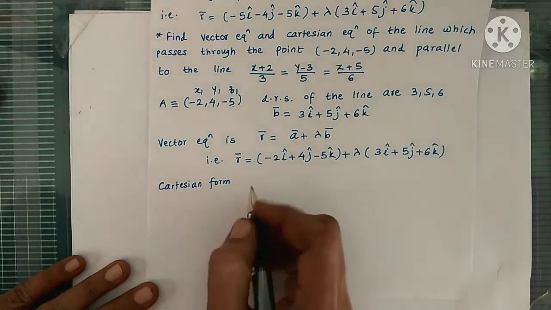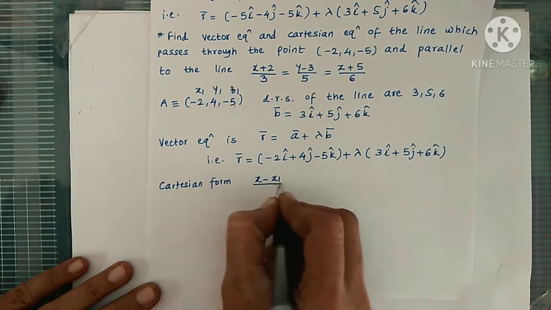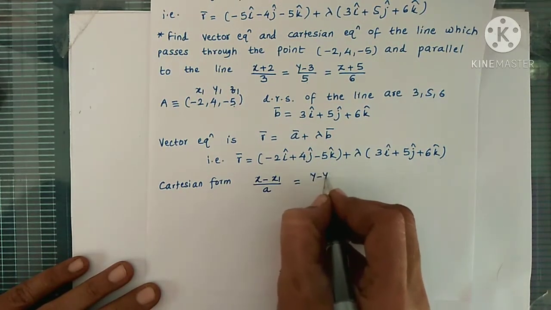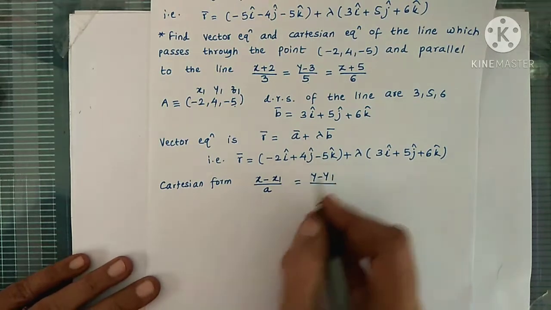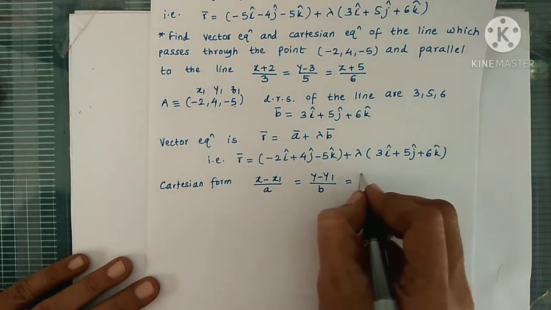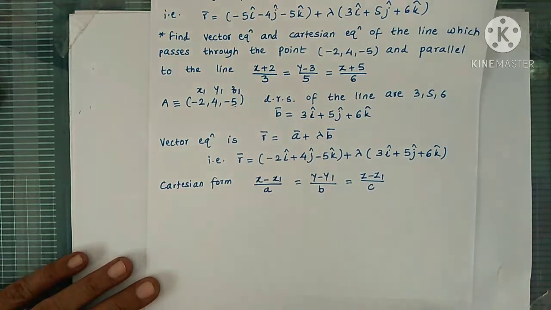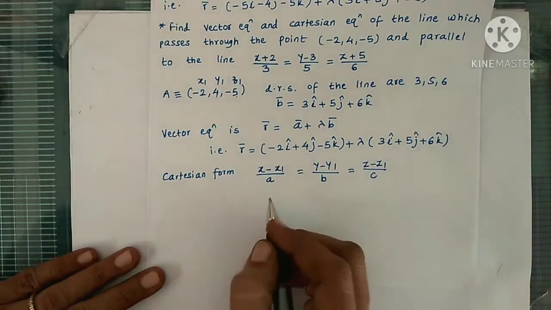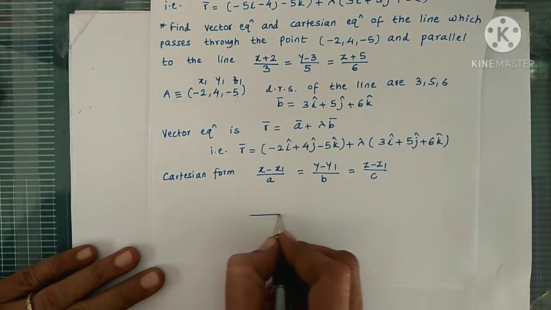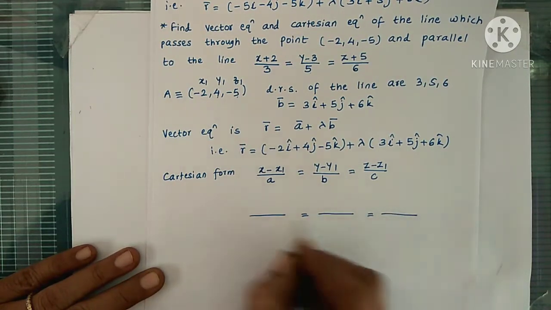Or you can directly use the Cartesian form. Cartesian form is x minus x1 upon a1, or a. You can write anything. Instead of a1, b1, c1, I have taken here a, b, c. y minus y1 upon b, z minus z1 upon c. So a, b, c are direction ratios. Those are 3, 5, 6. So in the denominator, we have 3, 5, 6.